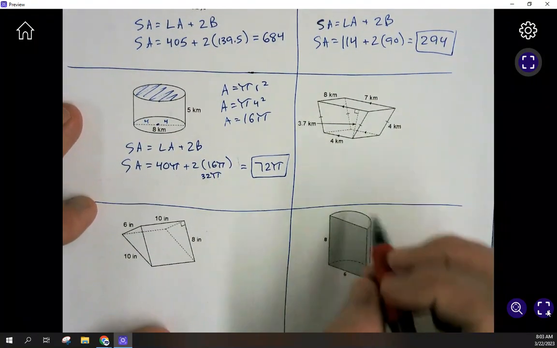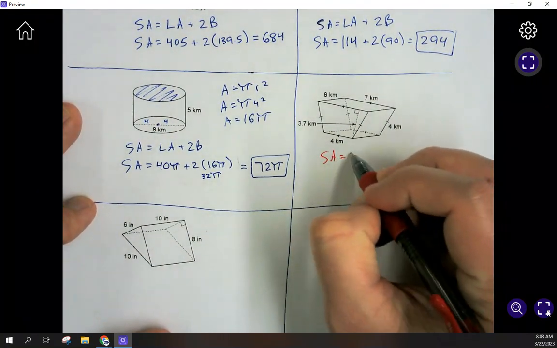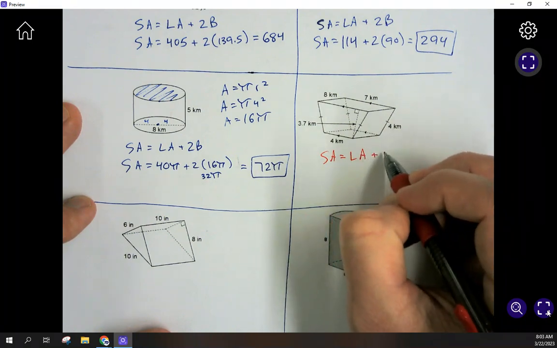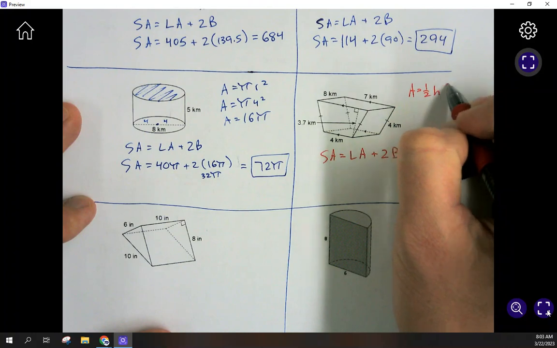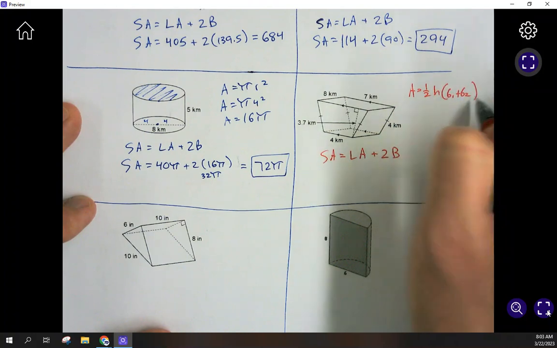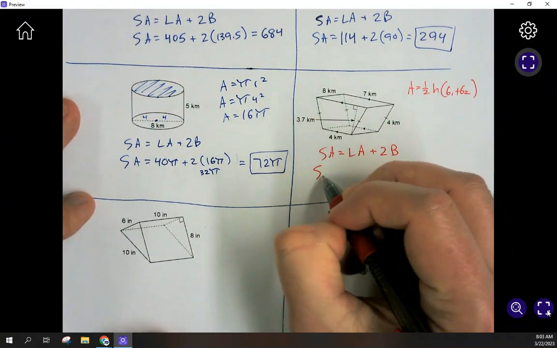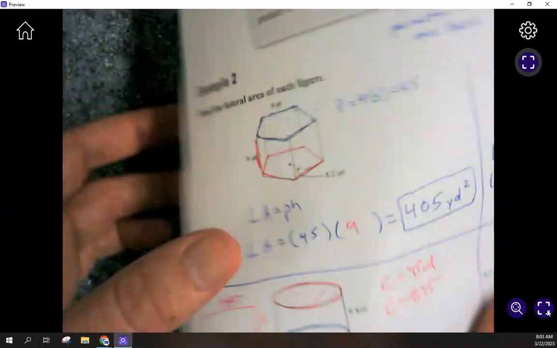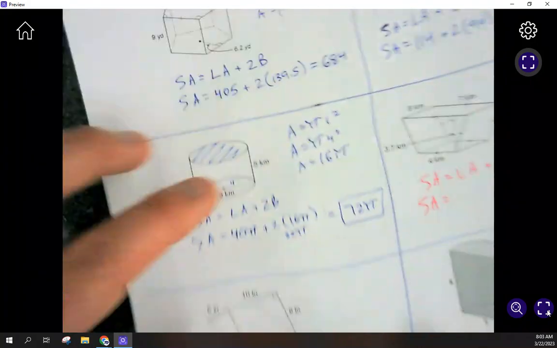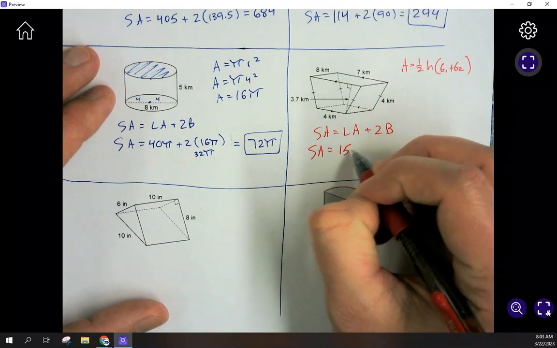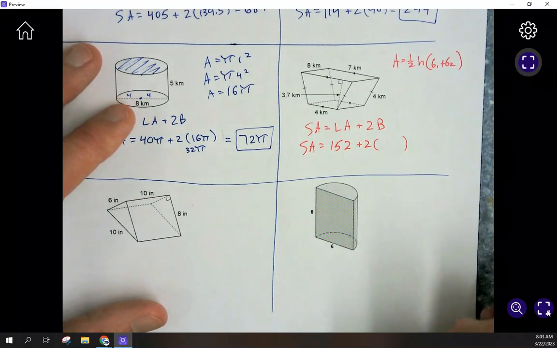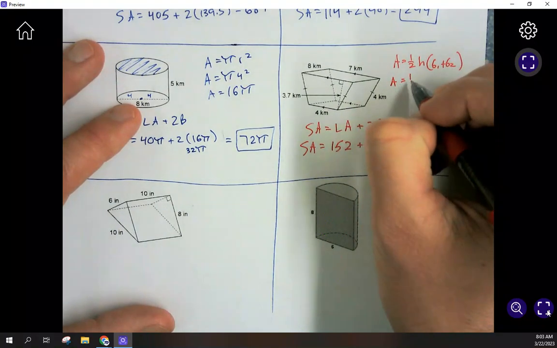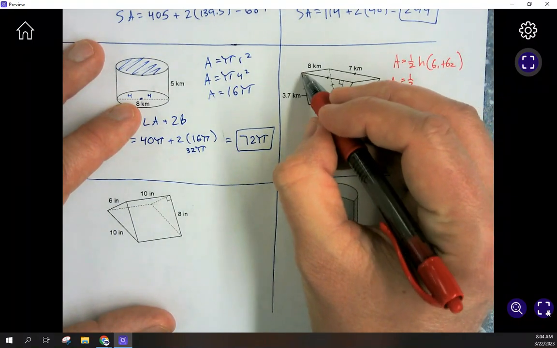Okay, on the next one. Lateral area we already calculated, and then the two bases. The bases are trapezoids, so when we go to find those, we've got to use the trapezoid formula. So let's go ahead and drop in the lateral area from the other side. It was 152. And now we've got to find the area of one of those bases and then double it so we have both.